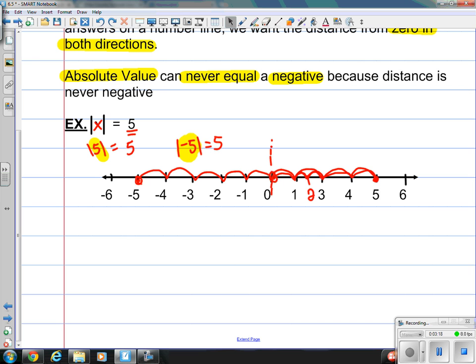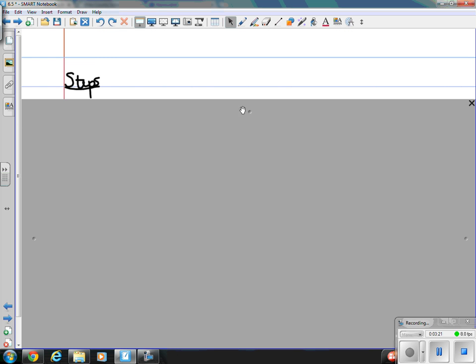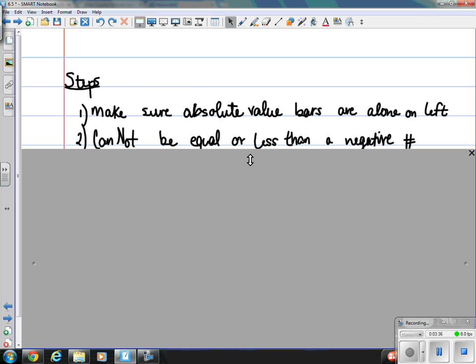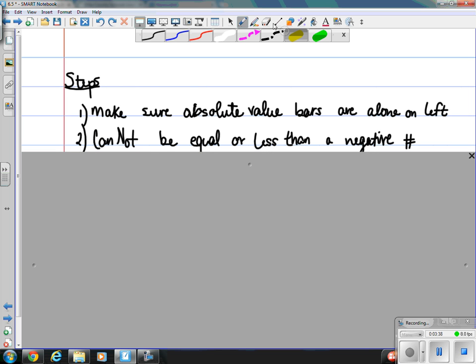So let's look at our steps then for solving absolute value equations. So our first step is make sure the absolute value bars are alone on the left. Step 2, the absolute value cannot be equal to a negative number. Now if it is equal to a negative number, it's automatically a no solution because absolute value cannot be equal or less than a negative.